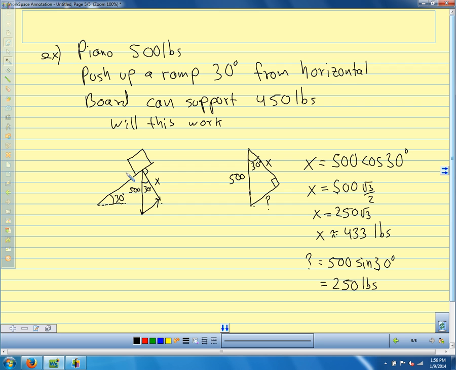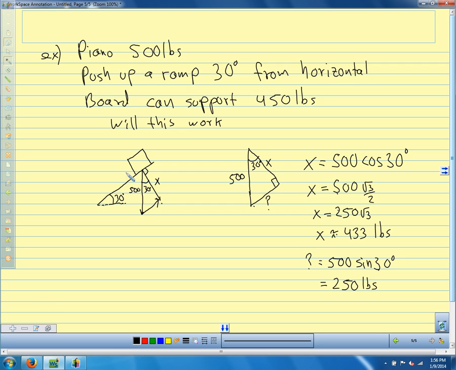I guess we could think of the piano being on really good roller blades, so we don't have to worry about friction. You need 250 pounds of force just to keep it in one spot, and then you therefore need over 250 pounds of force to keep it moving forward. All right, questions on that problem? Okay, let's look at one other.